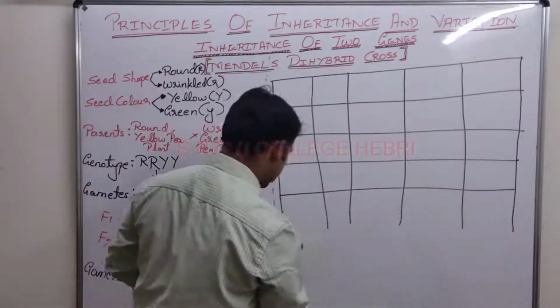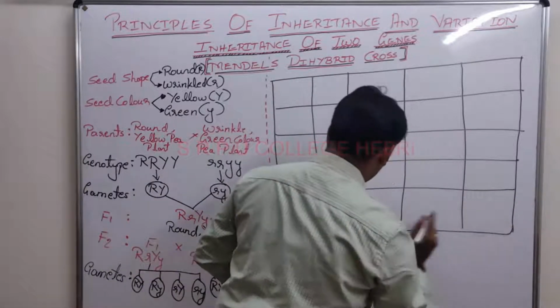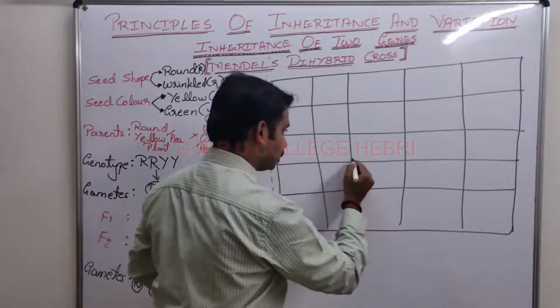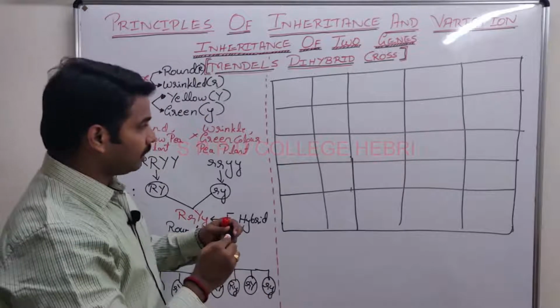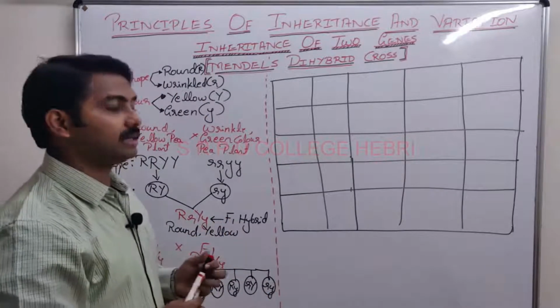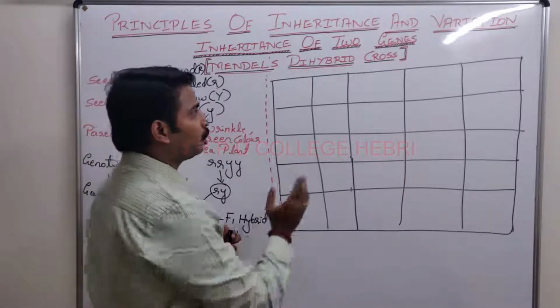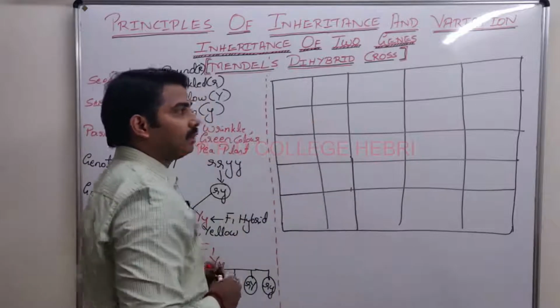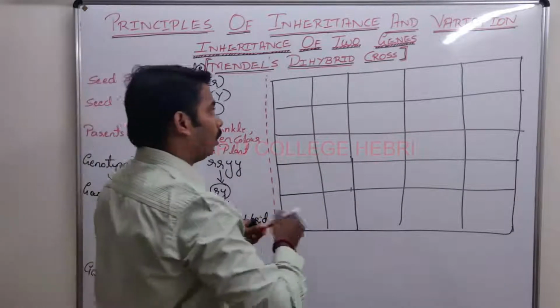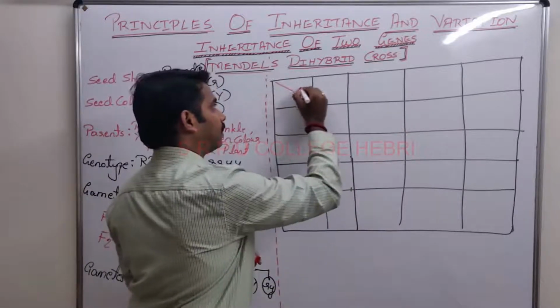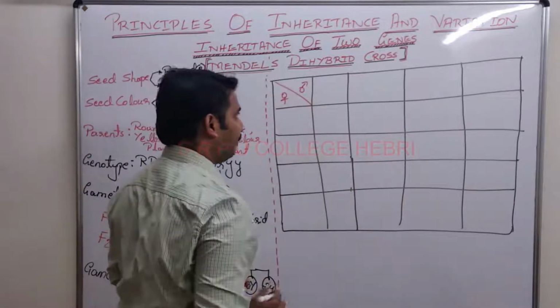When 4 gametes are there, 5 rows, 5 what? Columns. Now, here, according to Reginald C. Punnett, the top row as well as the left hand side should be used for writing what? Gametes. The male gamete and female gamete.